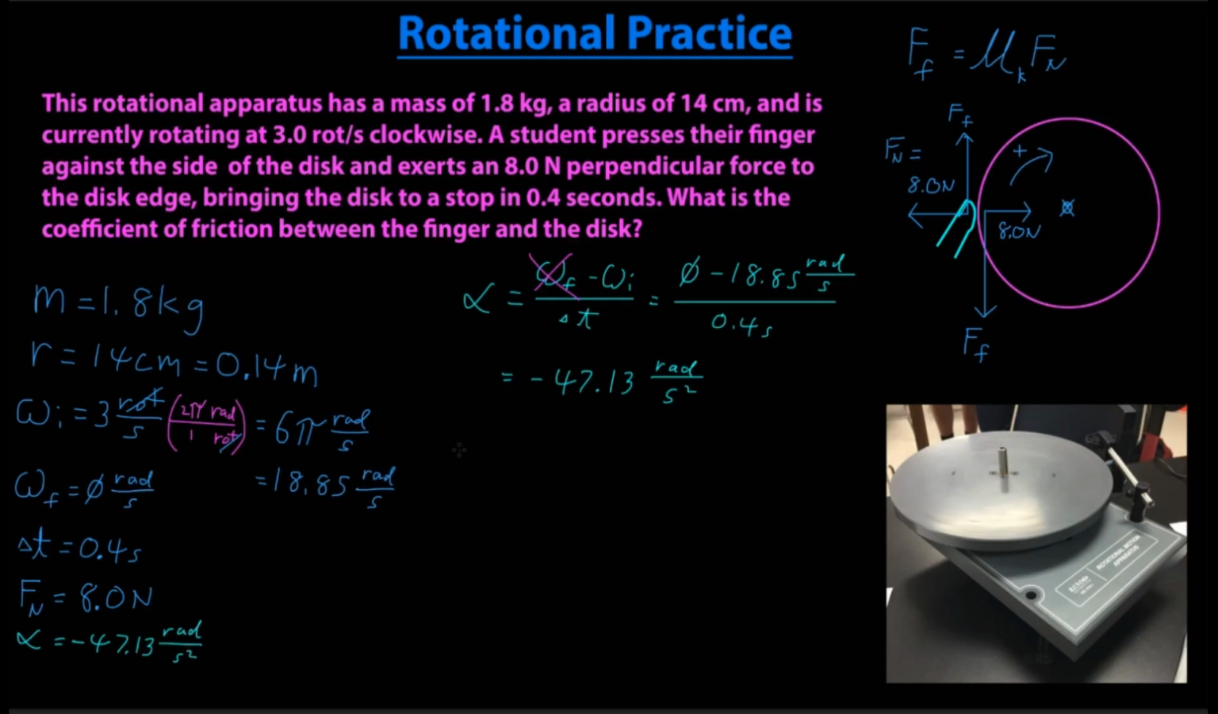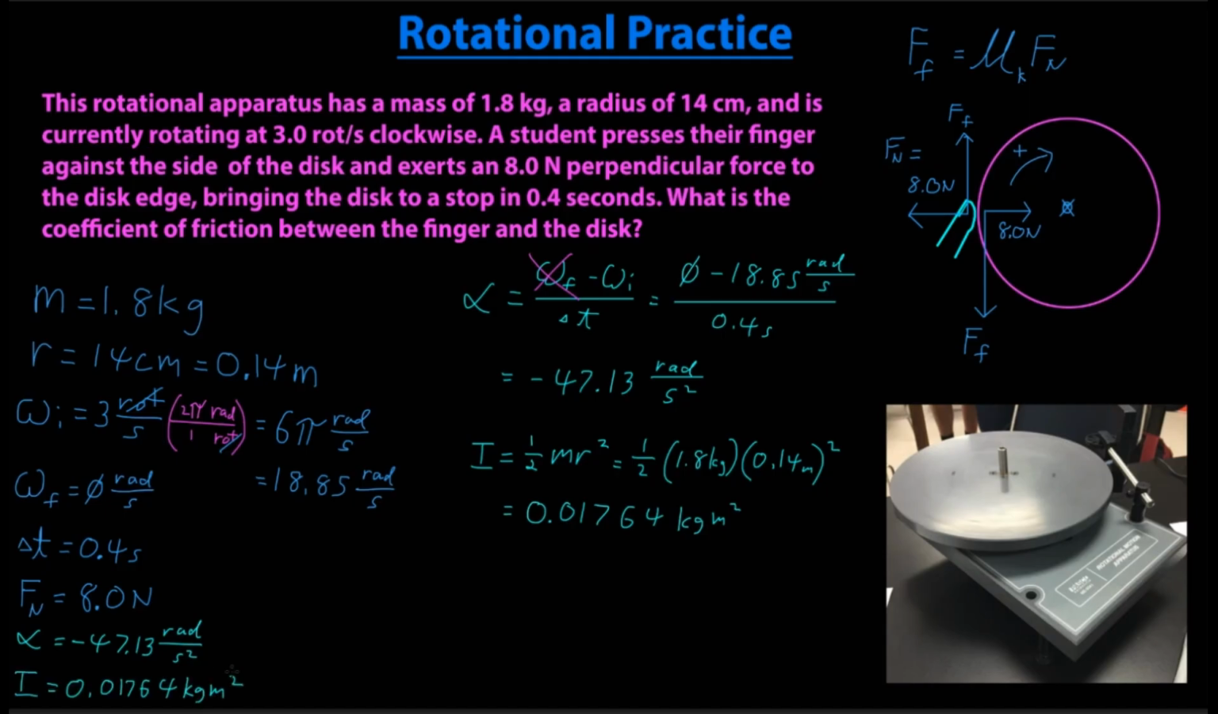I'll put that here. It is a disk. I'm given the mass and the radius. Again, thickness does not matter. Moment of inertia is 1/2 mr squared, 1/2 times 1.8 kilograms times 0.14 meters squared, 0.01764 kilograms meter squared. That's a new given.